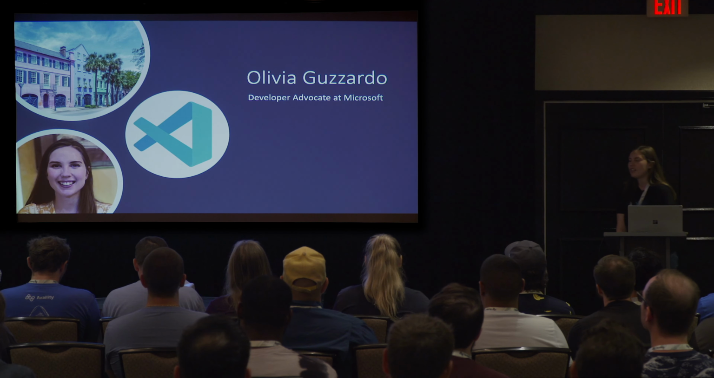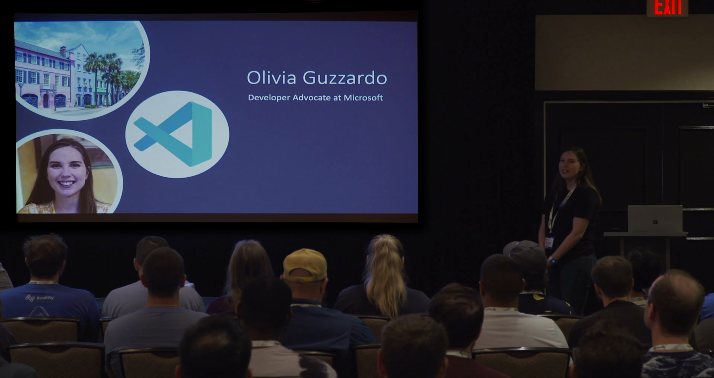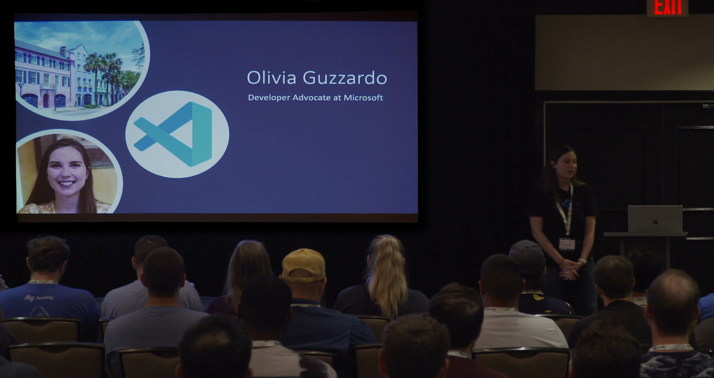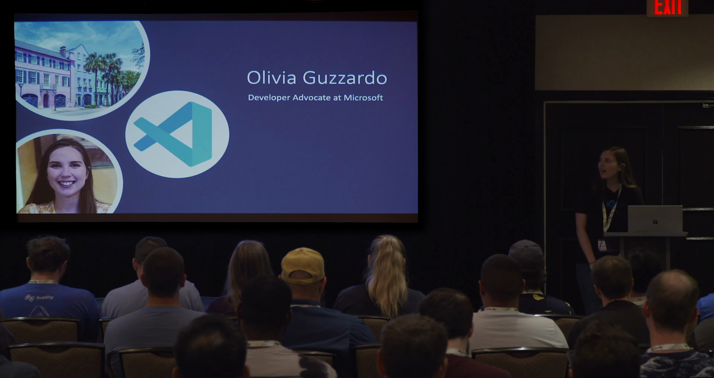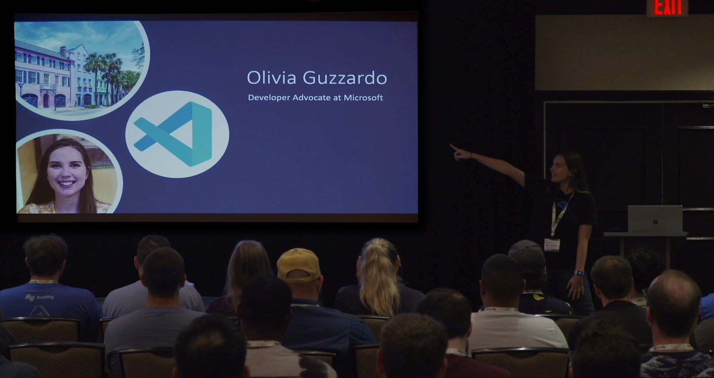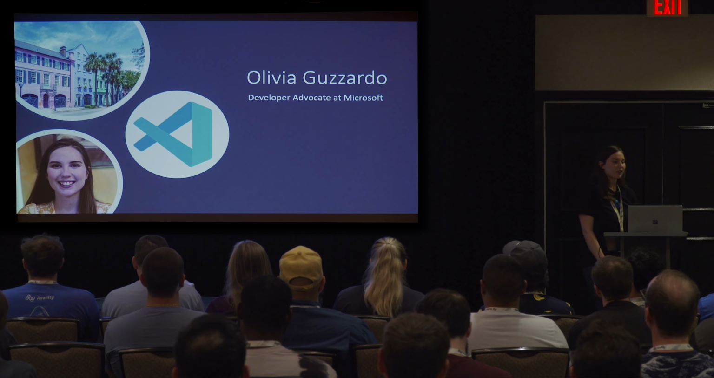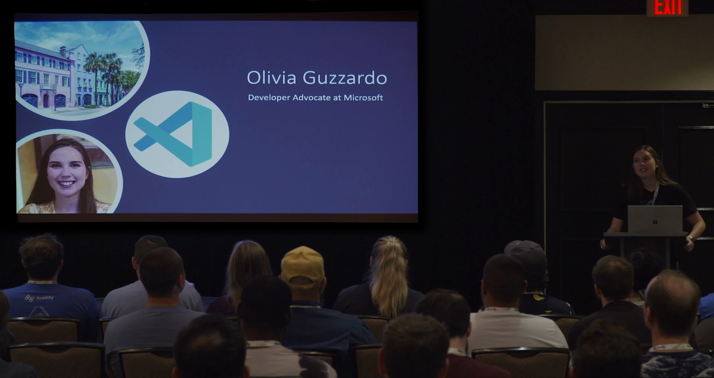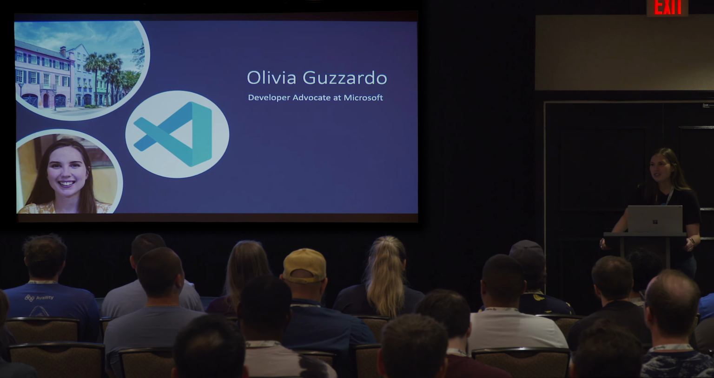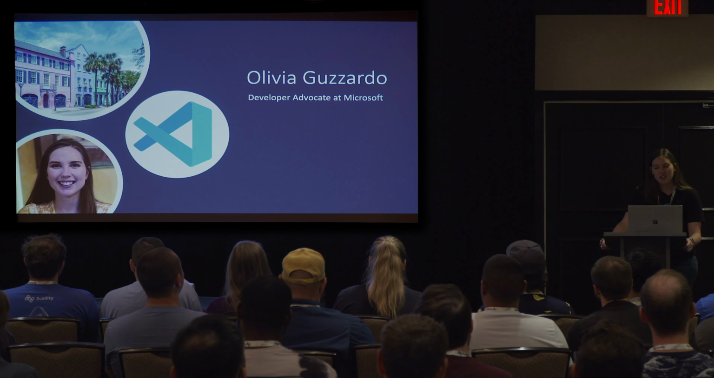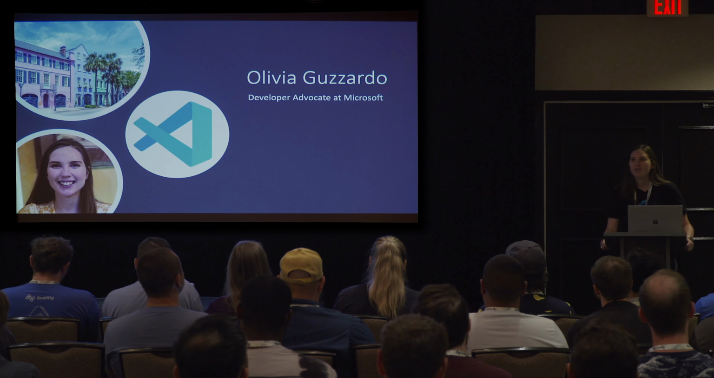All right, so first up, who am I? My name is Olivia Guzzardo. I'm a developer advocate at Microsoft. I am from that city up there in the corner. So if y'all don't recognize it, that's Rainbow Row in Charleston, South Carolina. So I just took a few hours down the coast to come here and hang out with y'all. And I've been at Microsoft for about 5 years now.